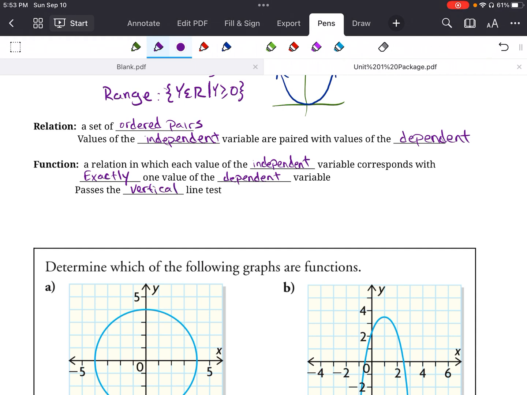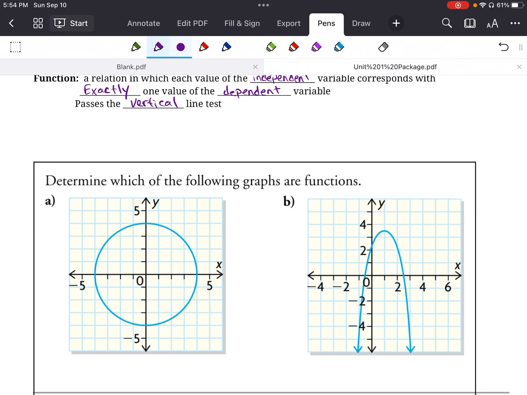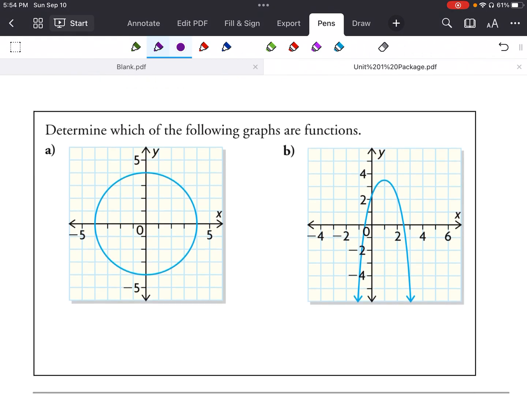Okay, so what this means is if we are working with a function and you plugged in an x value into the function, you would only get one possible answer. Okay, only exactly one dependent variable. And on a graph, we use what's called the vertical line test to determine whether it's a function or not. Okay, so what does that mean?